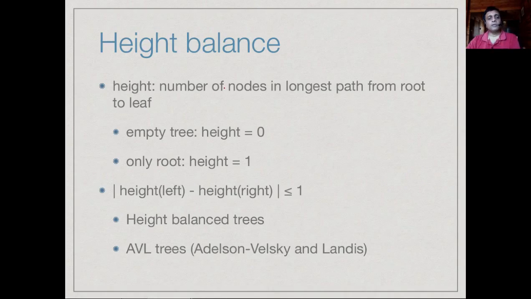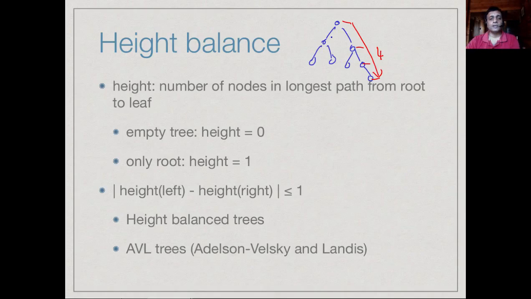The notion of balance that we will use is not with respect to size, but with respect to height. We will say that the height is the number of nodes from the root to a leaf. For example, if I have a tree which looks like this, then here the height is 1, 2, 3, 4, because on this path we have 4 nodes. So the height becomes 4. It's the length of the longest path measured in terms of nodes.